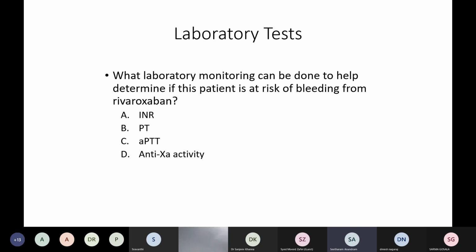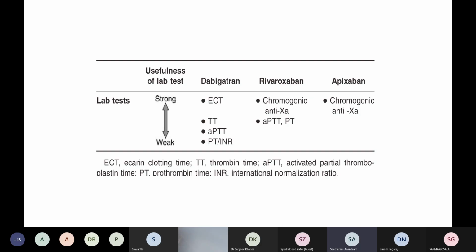However, with rivaroxaban, if your PT is entirely normal, then it's highly unlikely the drug is in the system. With dabigatran, if the APTT and the thrombin time are normal, it's highly unlikely that the drug is in the system. The thrombin time is especially very sensitive to dabigatran. And there are newer assays like anti-10A assays specifically, which can check the amount of rivaroxaban available in the blood. This is not available in our hospital at St. John's, but there are a couple of labs which do this assay.